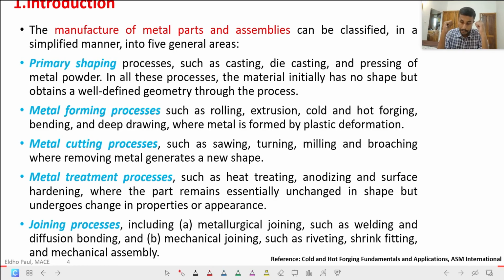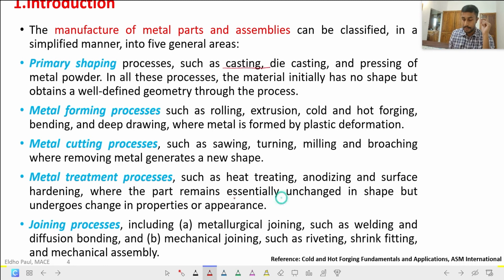Okay, so for making the parts, we use different manufacturing processes, and these can be classified into different categories. The primary classification has five classes. The first one is the primary shaping process. You already studied the primary shaping process, like casting.